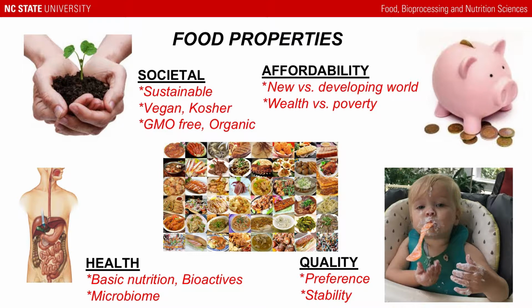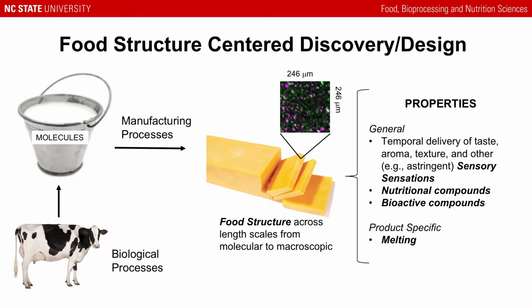Affordability is one of the key elements that we always have to consider. Our health benefits, what this group knows about quite extensively, but also now we have this societal driver, concept of sustainability, a group of people that want to be vegan, a group of people want to keep kosher, a group of people that want to avoid GMO type of products. So all of these properties need to be balanced when we put together our food supply.